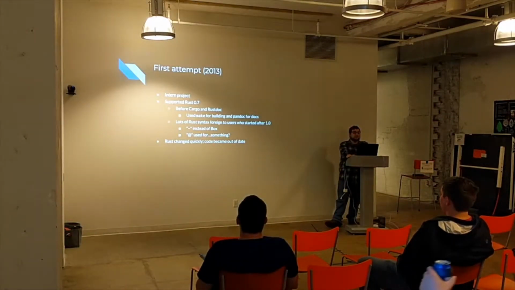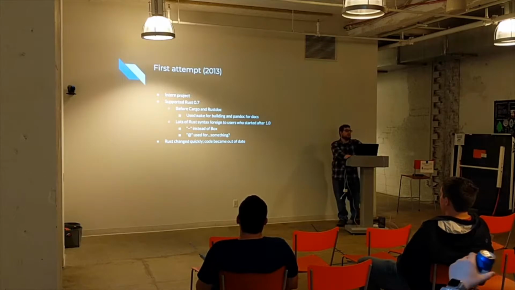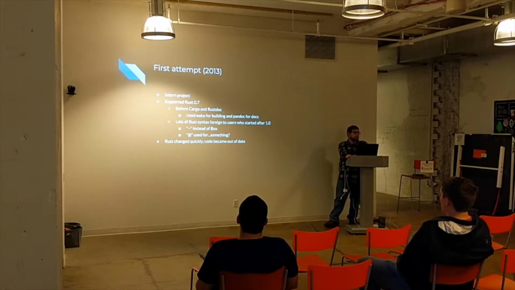The first time we tried to write a Rust driver was in 2013. It was an intern project. This was before my time at MongoDB. It supported Rust 0.7, which if you use Rust is just ancient. We used make for building and pandoc for creating documentation. Nobody in Rust uses those things anymore. There are official tools, cargo and rustdoc.